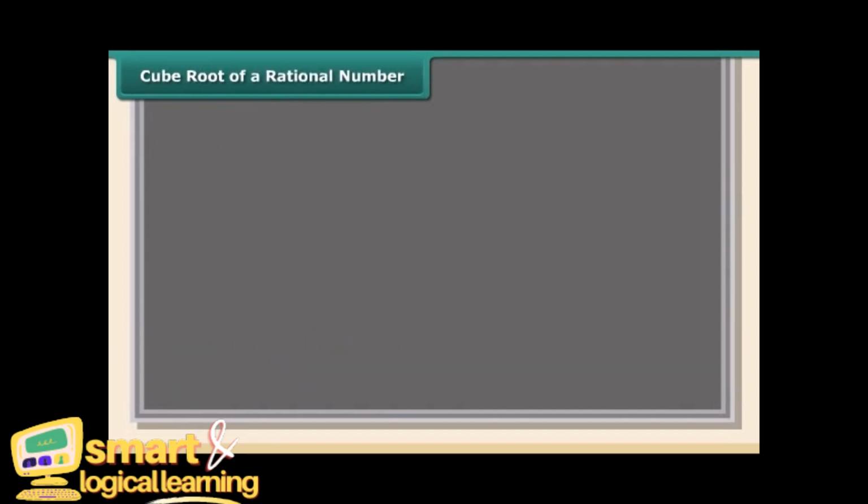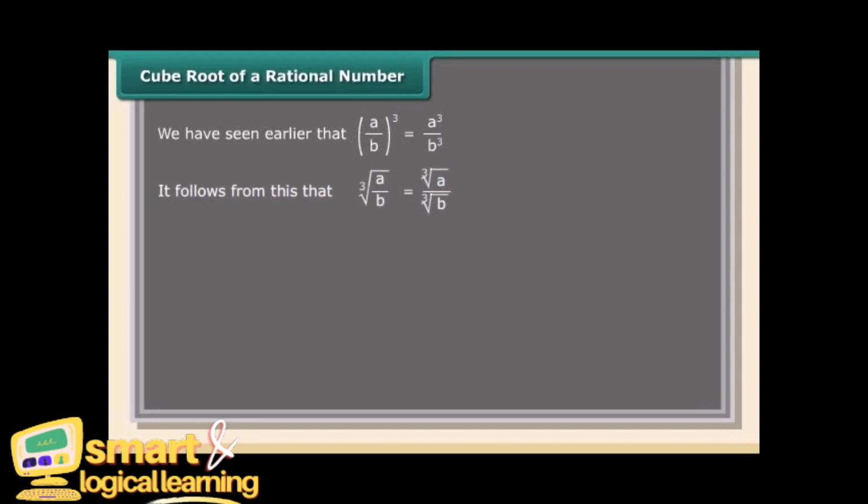Cube root of a rational number. We have seen earlier that (A upon B) whole cubed is equal to A cubed upon B cubed. It follows from this that the cube root of A upon B is equal to the cube root of A upon the cube root of B.